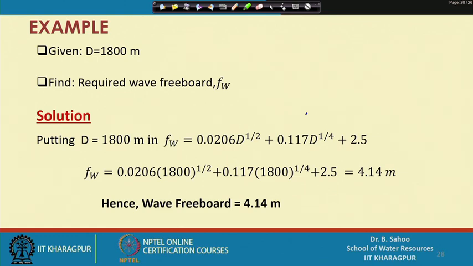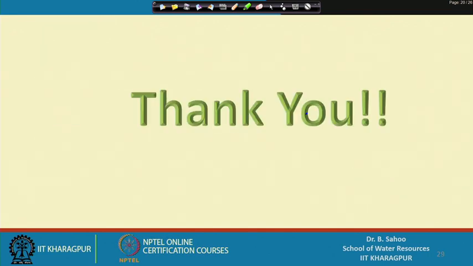To solve one example, D is given as 1800 meter, and we have to find out the value of fw. By using the Stevenson formula, we can put the value directly, D equal to 1800, and we will get the wave freeboard as 4.14 meter. Thank you.